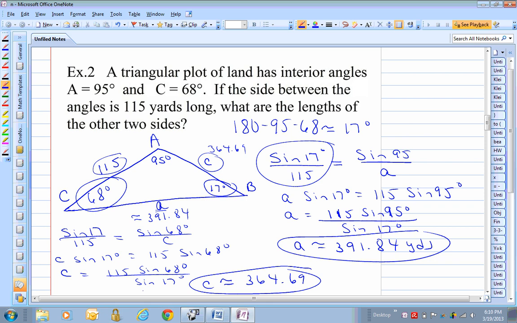All right, that was a lot to absorb. You might want to pause, think through what we just did, and using the law of sines before we go on to the next. So I might pause and take a look.